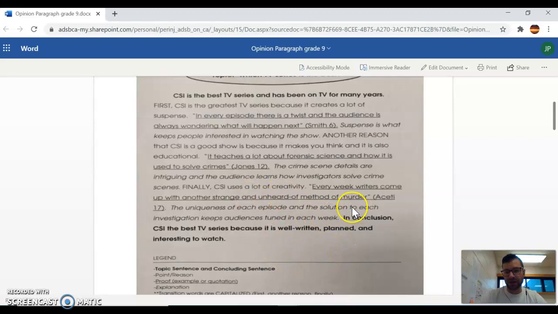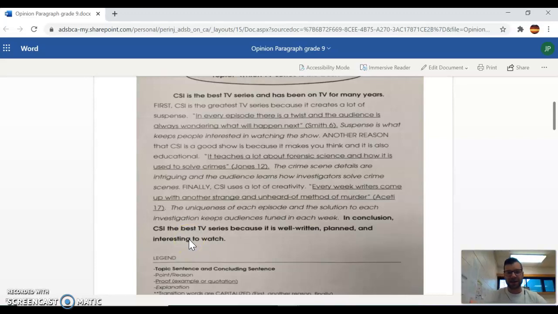And interesting to watch. So each week, writers come up with another strange and unheard of method of murder. Crime scene details. Finally, CSI uses a lot of creativity, so that is the interesting portion of it. If it was the same style of murder every week, it would be boring. So they need to come up with something that's going to be interesting to watch for viewers, because if it's not interesting, they're going to find another show to watch, right?